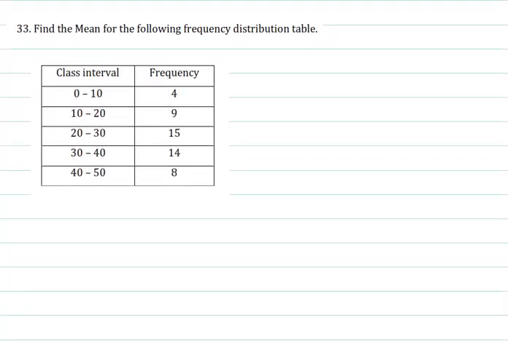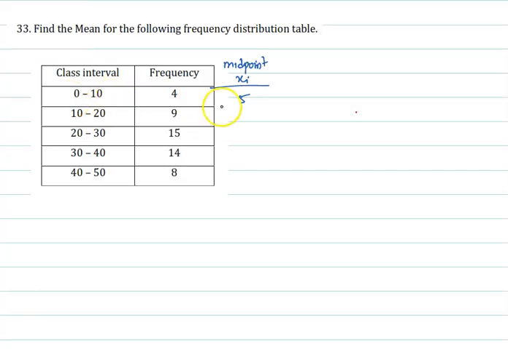Now I am moving on to the last final question in this video and also in this section. Find the mean. So to find out the mean, first I want to find out xi. Xi means class mark, we all know. 0 to 10 is 5, the midpoint. Class mark is nothing but the midpoint of the class interval.